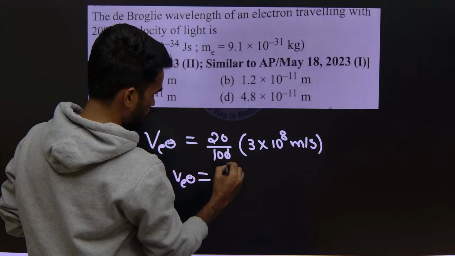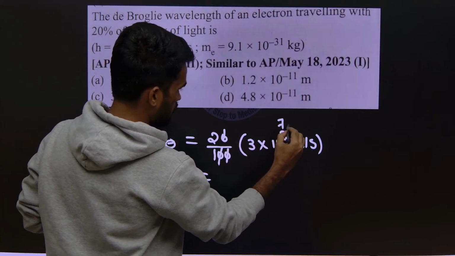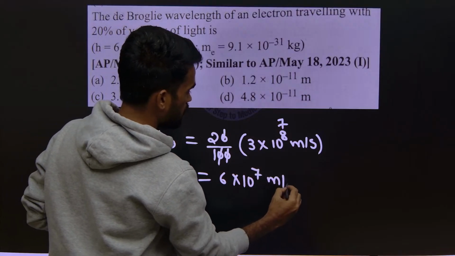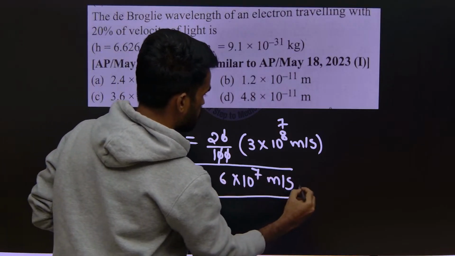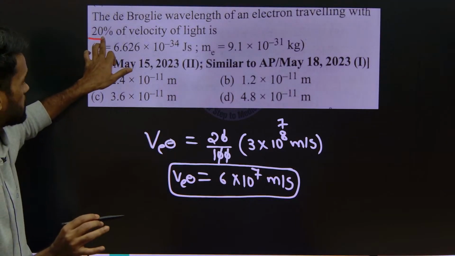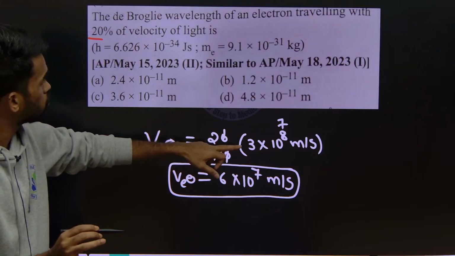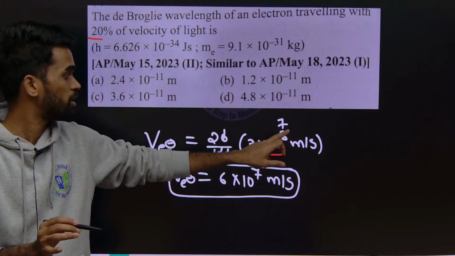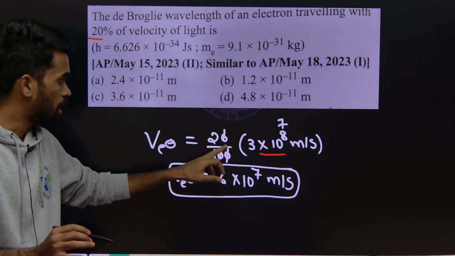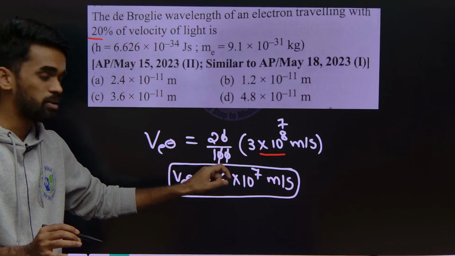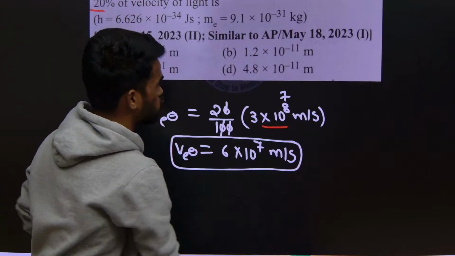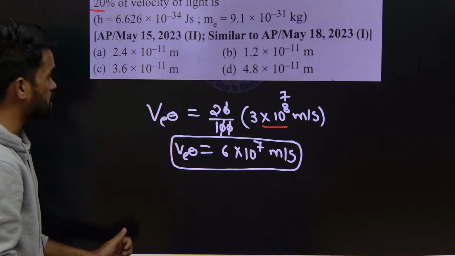So it will be 6 into 10 power 7 meter per second. That's it. This will be the velocity of electron we got right now. Hope this is clear. See, 20%, 20 by 100 into velocity of light 3 into 10 power 8 meter per second. So by simplifying we will get 2 3s are 6, and this will become 10 power 7. Hope this is clear. Okay.